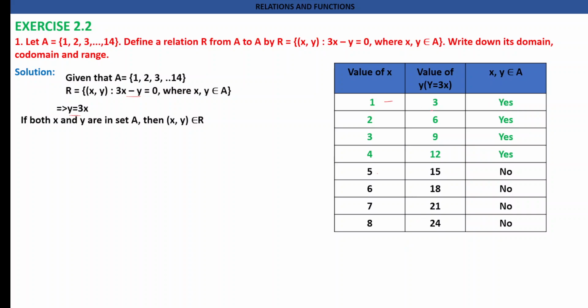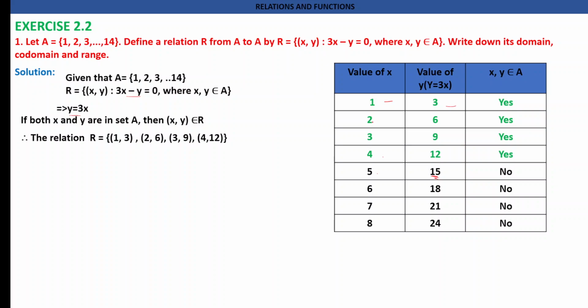If we notice this, does (x, y) belong to the set A in this given? Yes, because the range of this one will be 1 to 14. The second one, yes. Third one, yes. Fourth one, yes. The fifth one is not, because within the set A there is only up to 14, but 15 is not there. That's why we are marking it. Similarly, all the rest will come as a no. For easy reference, marked with a green color. So these are the relation values.